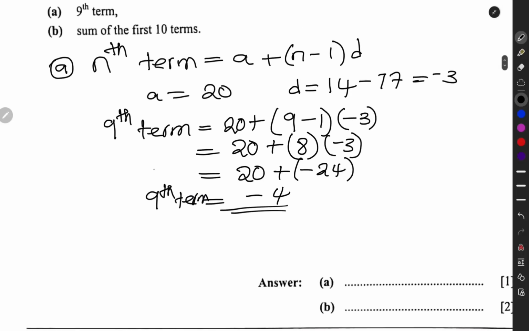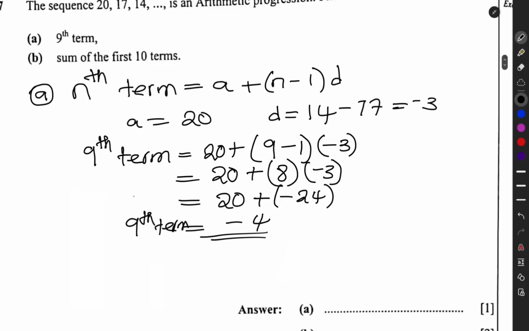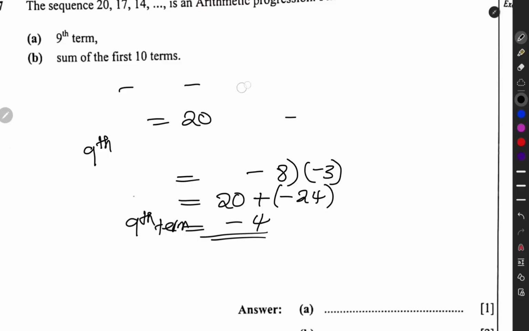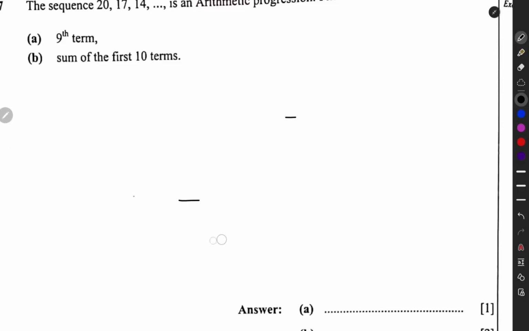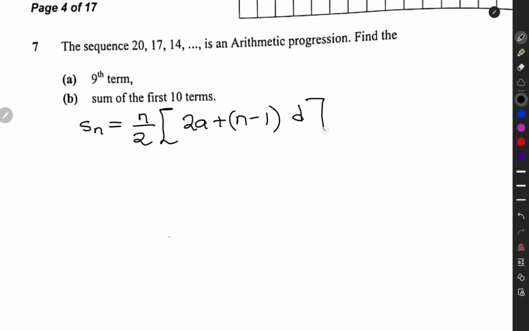Okay, so the next question is asking us to find the sum of the first 10 terms. Let me just rub this off so that I can have enough space to solve. The question asks us to find the sum of the first 10 terms. So we are also going to use the formula for the sum of the first n terms. The sum of the first n terms is equal to n over 2, then in brackets 2a plus n minus 1 with the common difference d.